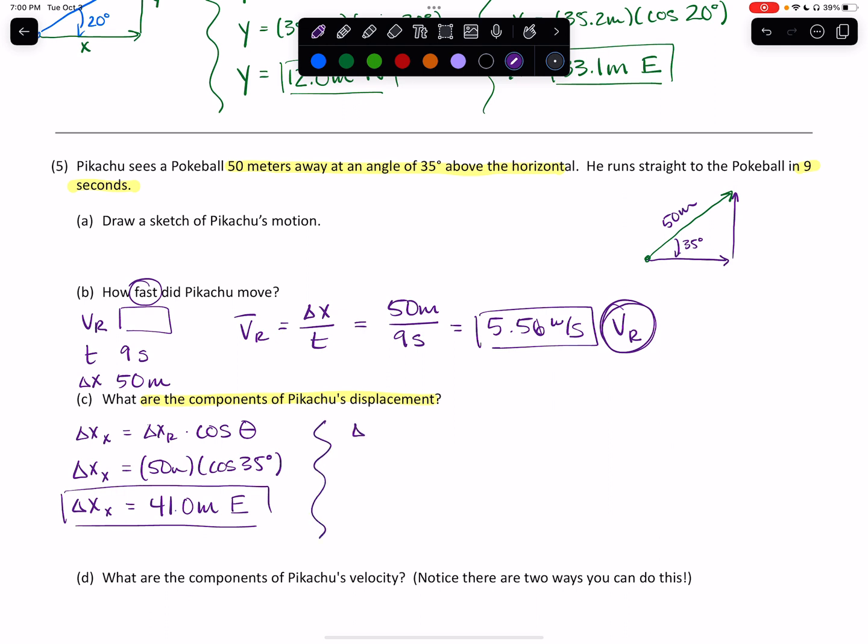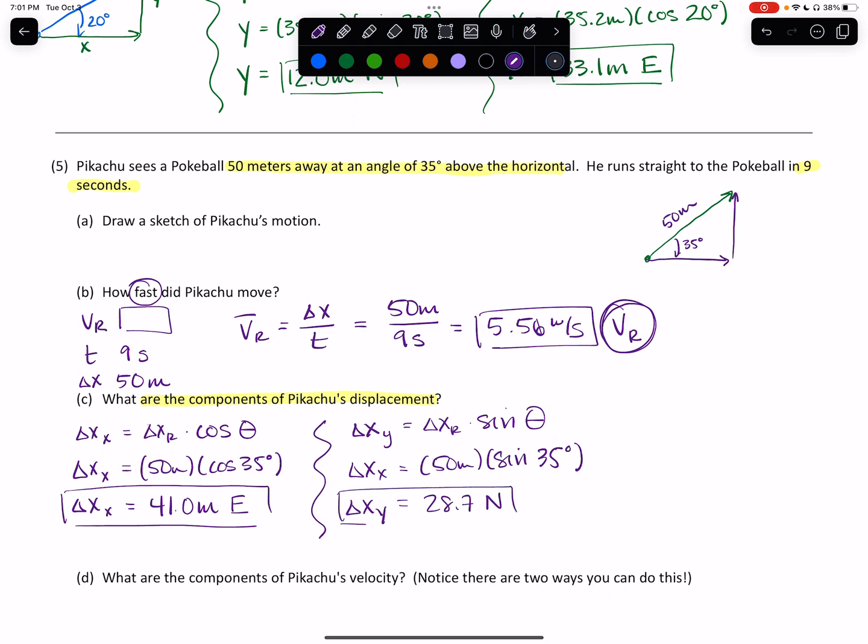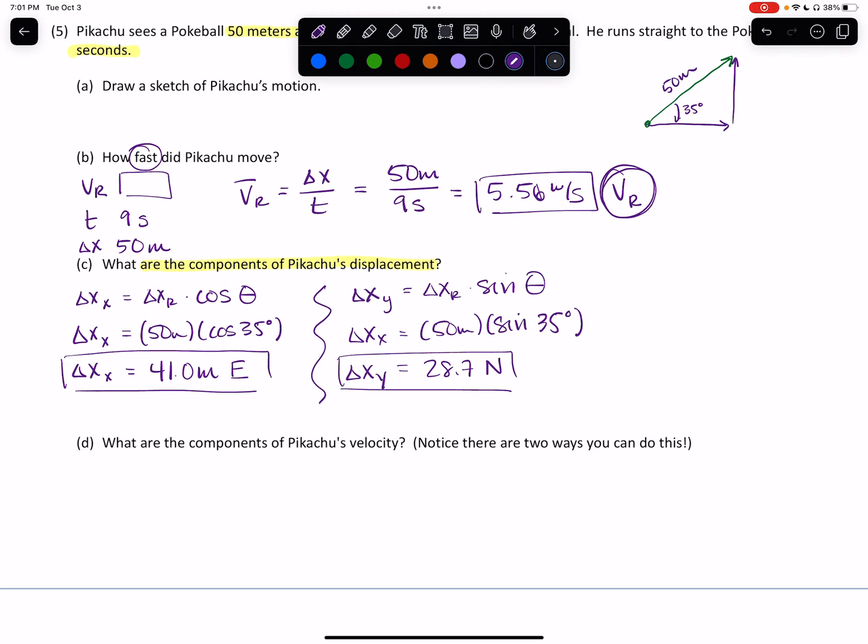We're going to repeat, but we're going to find the change in position vertically. This is going to be equal to the change in position of the resultant times the sine of theta. So that change in position is going to be equal to 50 meters times the cosine, oh, not cosine, I just said sine, times the sine of our 35-degree angle. Plug that in our calculator, and we have a vertical displacement of 28.7, and we'll point that north, again, because this problem did not specify which way we were going. Well, it said above the horizontal, so that's definitely going to be north. The east one, you have some argument for which way that's going.